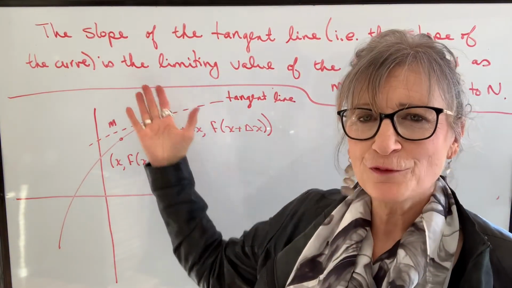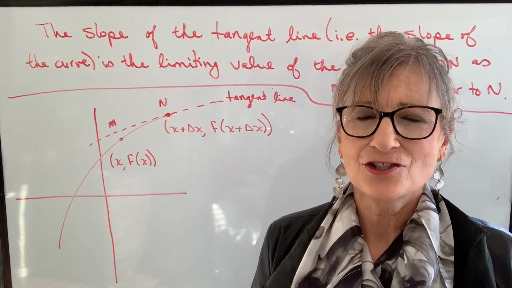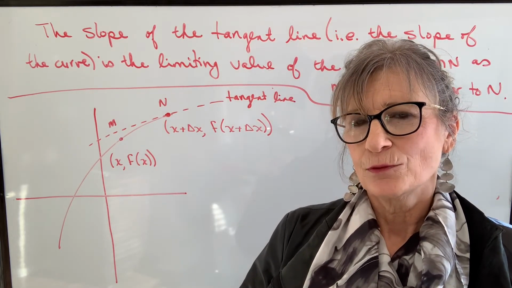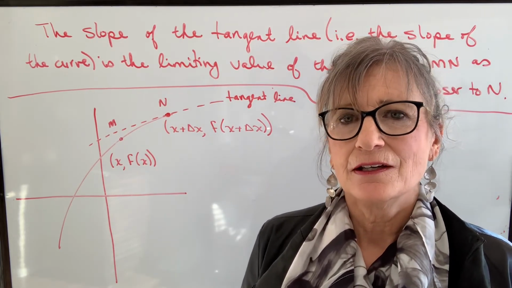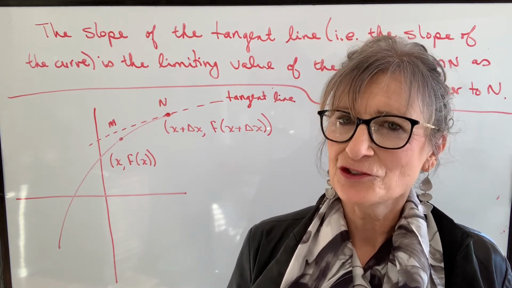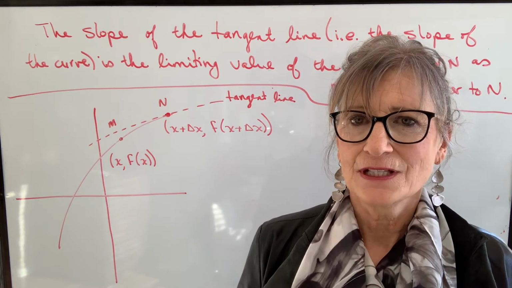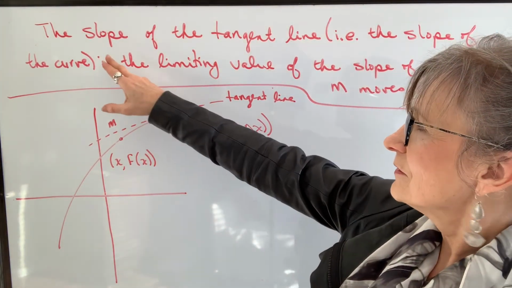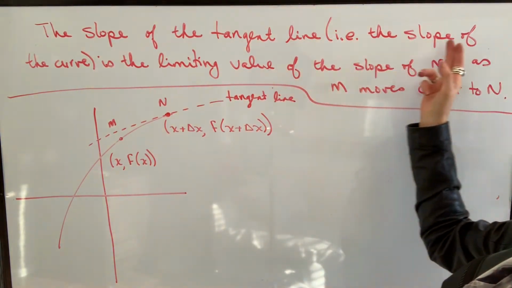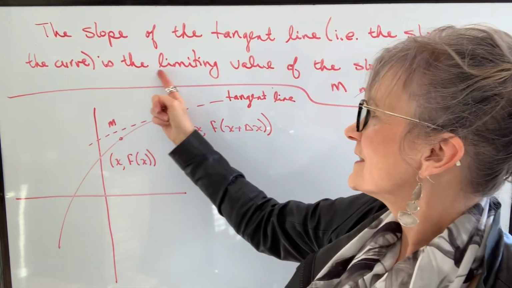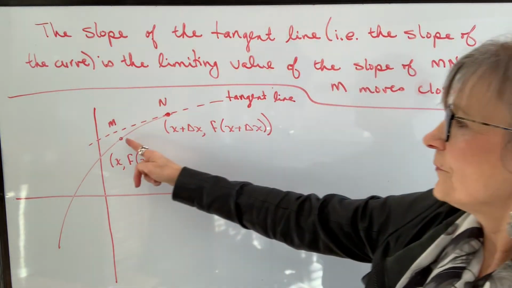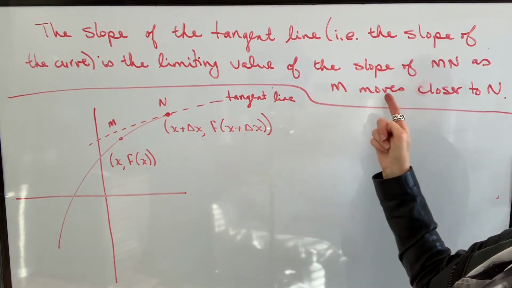So here's the definition. This is key in understanding the slope of a curve. And it will also be key in understanding the instantaneous rate of change of a function. And it will also be key in understanding the derivative of a function. So let's talk about the definition. The slope of the tangent line to a curve, which is the same as the slope of the curve, is the limiting value of the slope of the line mn as m moves closer to n.